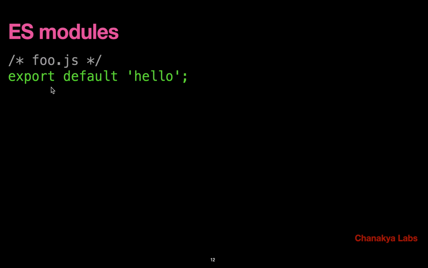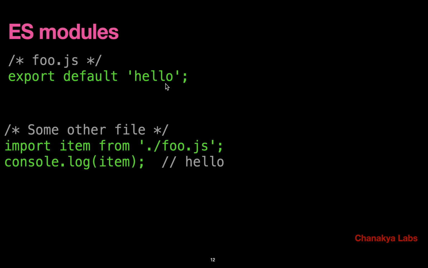And you can export default not only an object, you can export default anything. So for example, in this case, I'm just export defaulting hello, a string. So in this case, item is just a string. That is fine. You can export a number. That is fine.